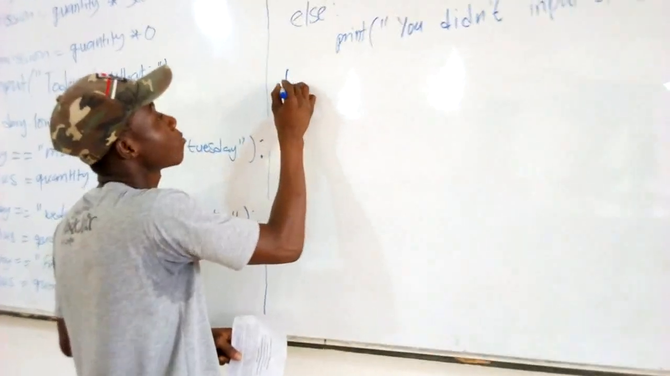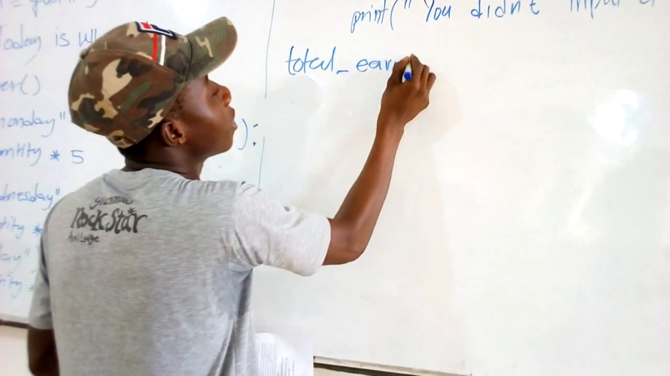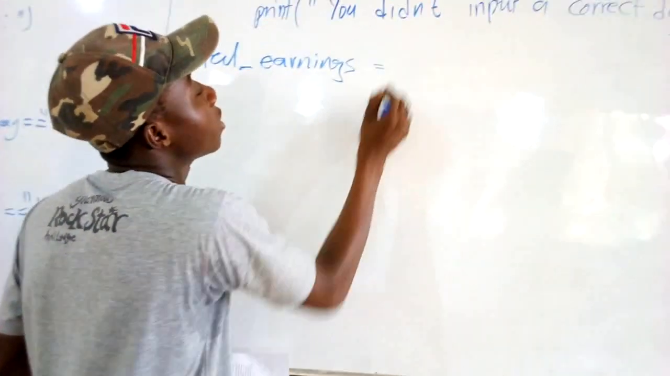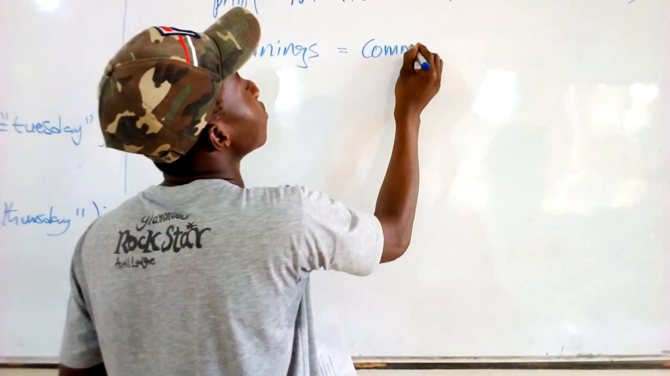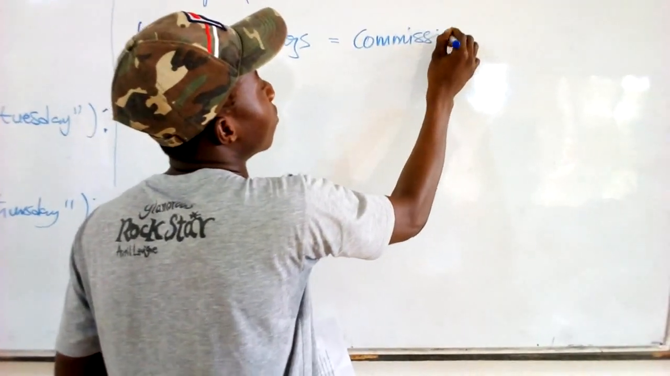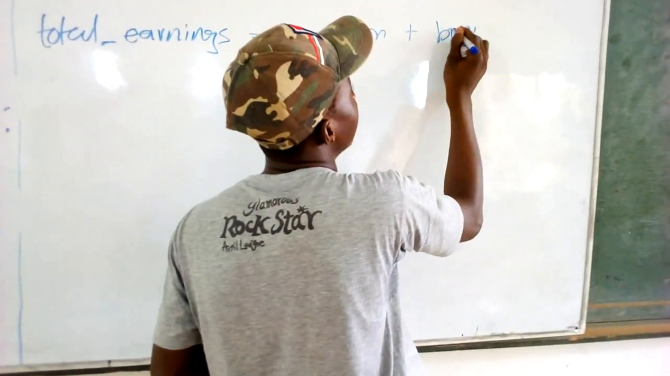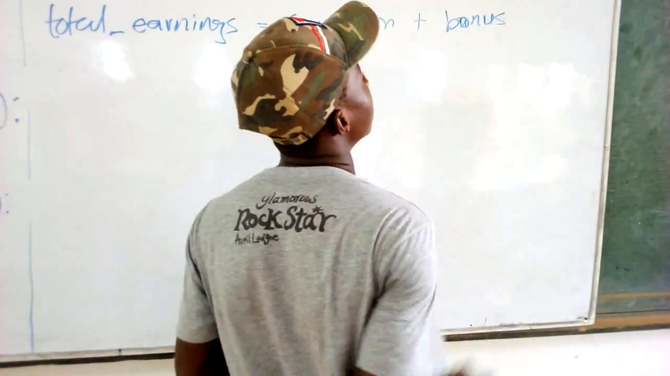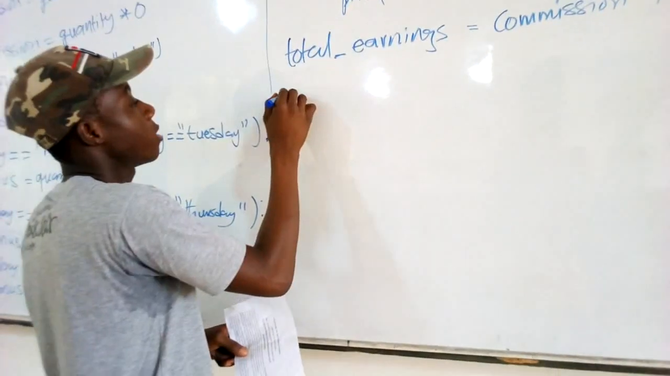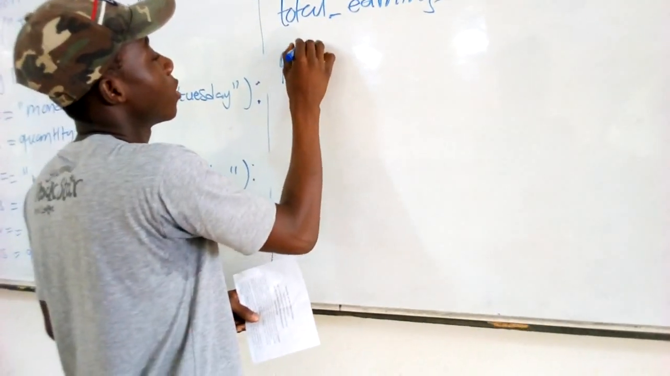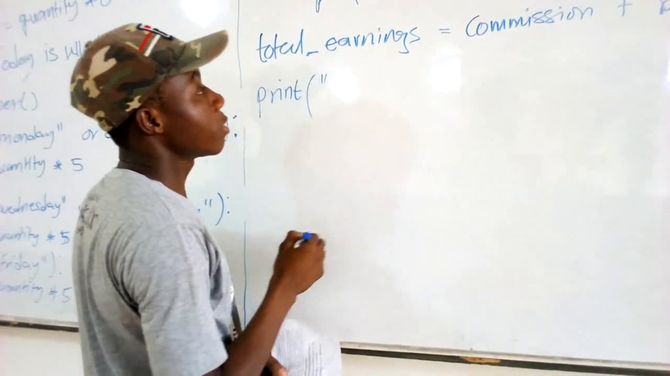You just have to say total earnings is equal to the commission plus the bonus. And that's all. So you have to display it for the user to see. In displaying it, you can use print notation.